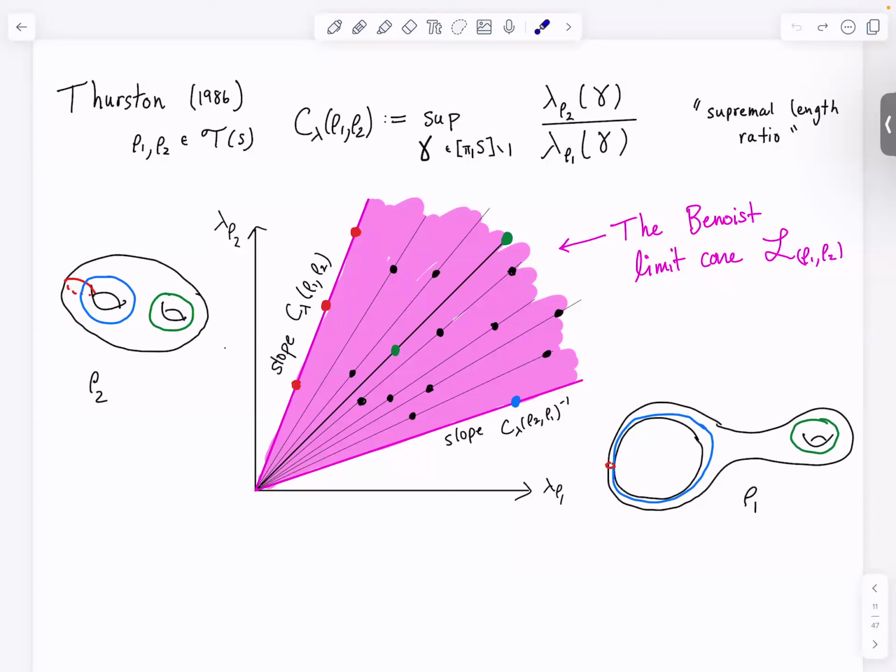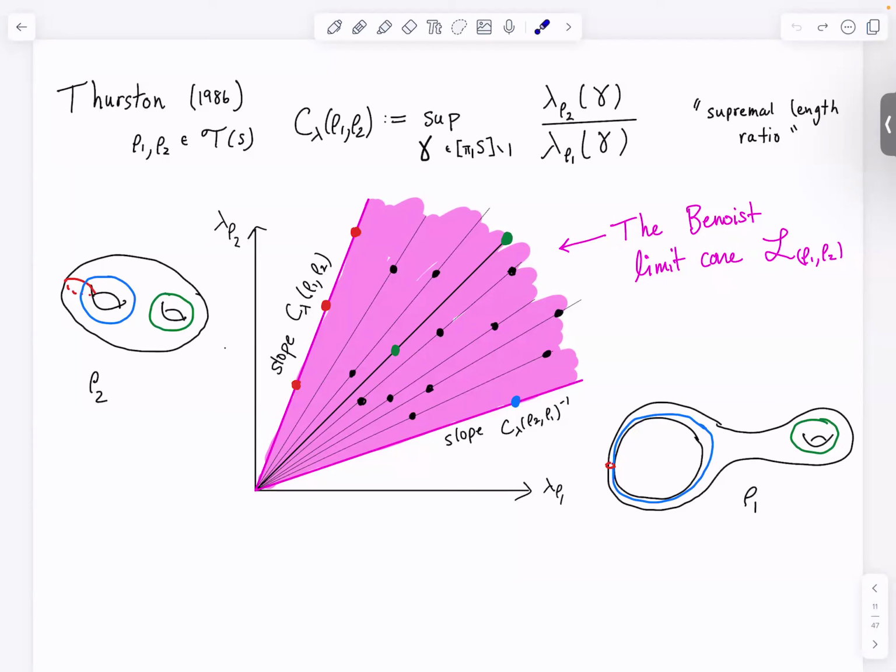Yes, Sarah? The question is, is there any relation between C lambda rho 1, rho 2 and C lambda rho 2, rho 1? And the answer is not really. That's complicated. In particular, they're not like inverses. They're not the same. It's hard to tell how they relate. Was there a question over here?